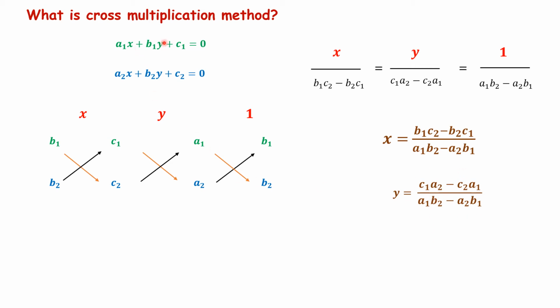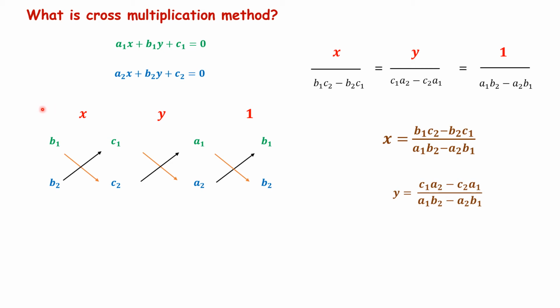Similarly, if you eliminate y by multiplying b2 with the first equation and b1 with the second equation, you will get an x value like this. So the logic behind the cross multiplication method is purely the elimination method. If you try eliminating the variables through the elimination method and find the values of x and y, definitely you will get the same answer. Okay, so that is the cross multiplication method.